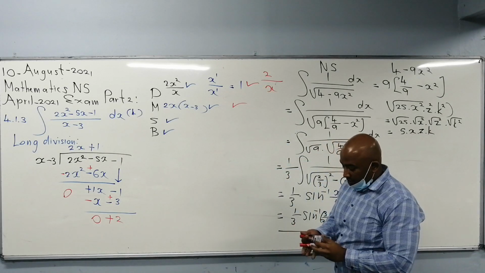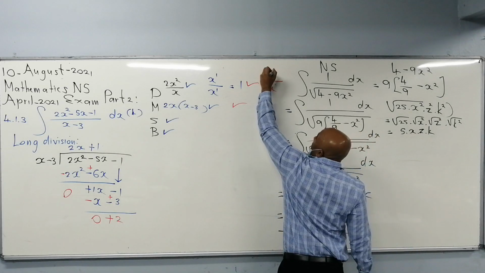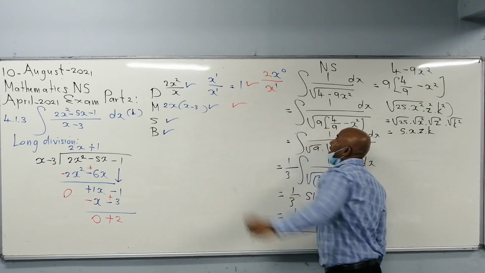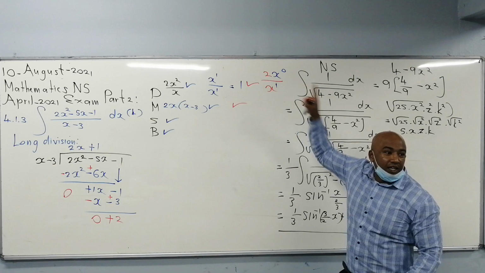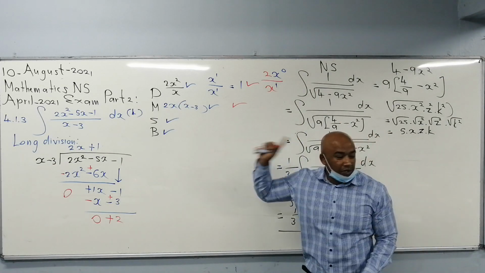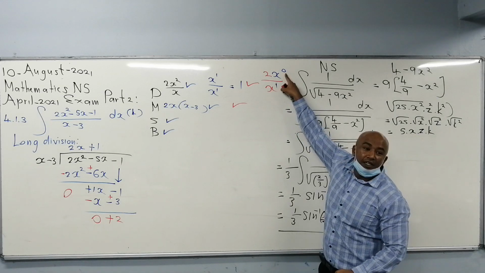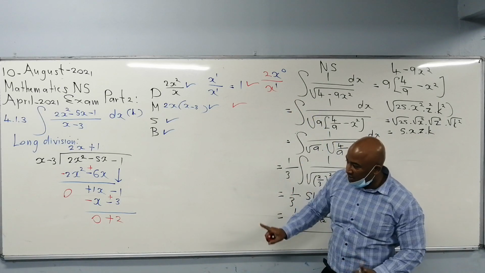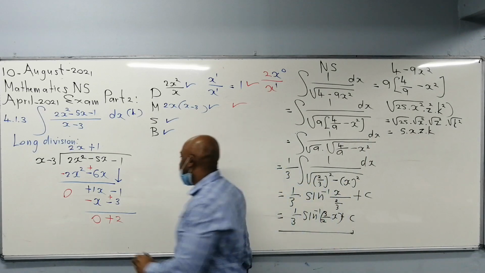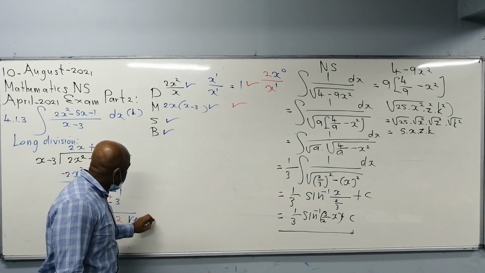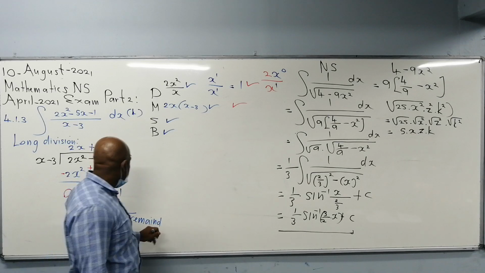Now, this 2 is actually 2x to the power 0. This is x to the power 1. This is now regarded as a proper fraction, not an improper fraction. This is a proper fraction because the numerator is of a lower degree than the denominator, so there's no division. You stop there. This is the remainder.